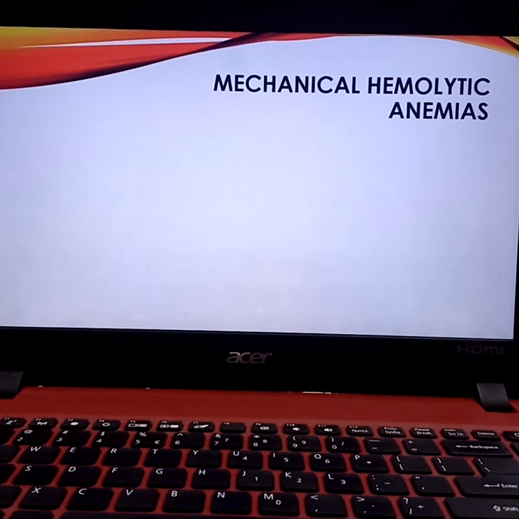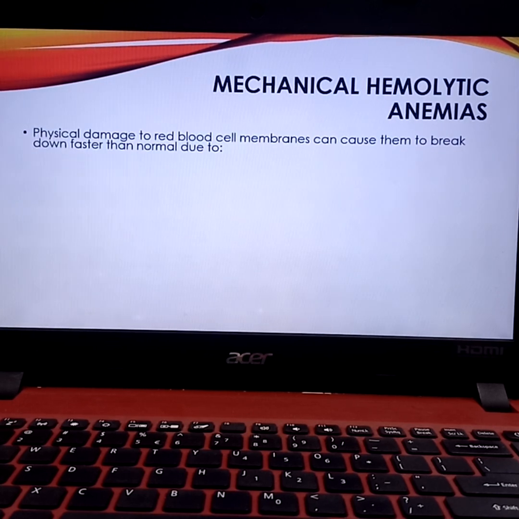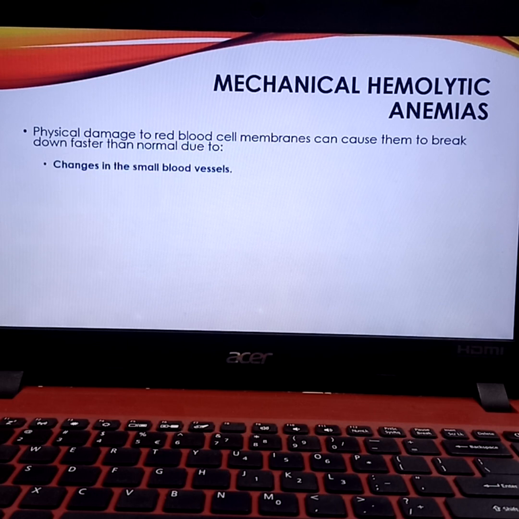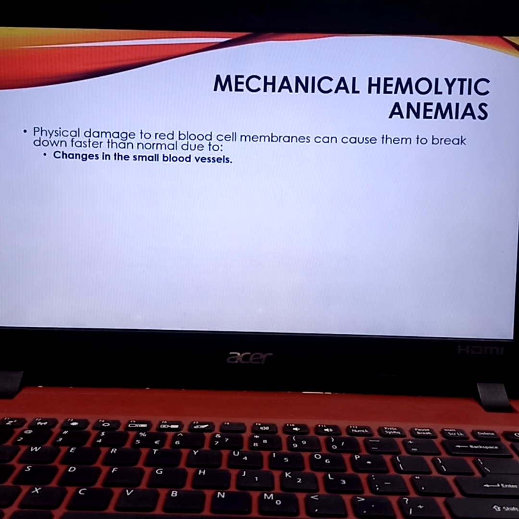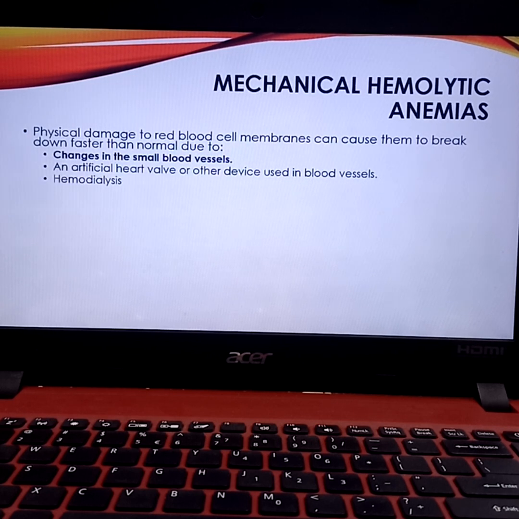So mechanical hemolytic anemia is still under the types of acquired hemolytic anemia, together with immune hemolytic anemia. In mechanical hemolytic anemia, physical damage to red blood cell membranes can cause them to break down faster than normal due to the following reasons. Number one, a change in the small blood vessels, an artificial heart valve, or other device used in blood vessels.